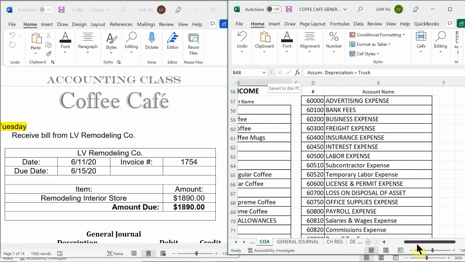6510. All the other expenses on here do not fit the category, right? You didn't hire them for temporary work, and it doesn't fit any other ones. License and permit expense, loss on disposal of asset, office supplies, they're not on the payroll, not purchases, not utilities, right? So in this case, subcontractor expense would most likely fit this one much better. That's exactly what we're going to do. We're going to record them as a subcontractor expense, which is going to be account number 6510.